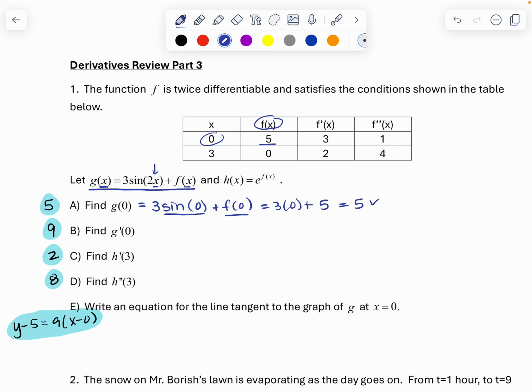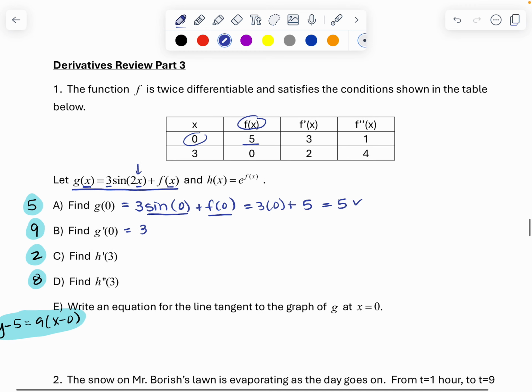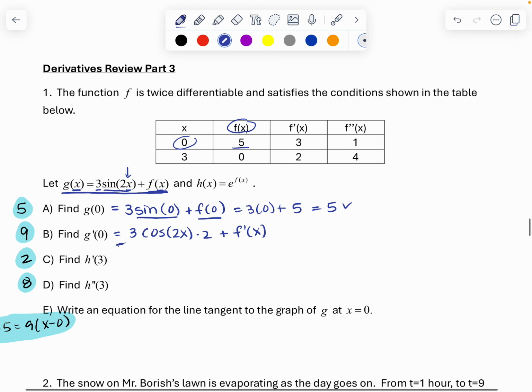Okay, g prime of 0. Now we have to take the derivative of g and plug in 0. So remember, your 3 is just a constant. The derivative of sine of 2x is cosine of 2x, but I have to chain rule this, so I have to multiply it by 2. And then plus the derivative of f of x is f prime of x. So let's clean that up a little bit. This is really 3 times 2, so it's 6 cosine of 2x plus f prime of x.